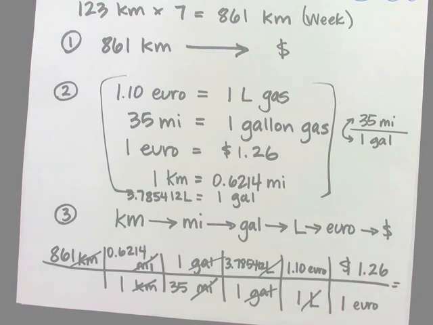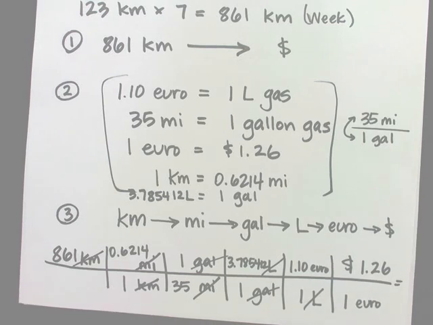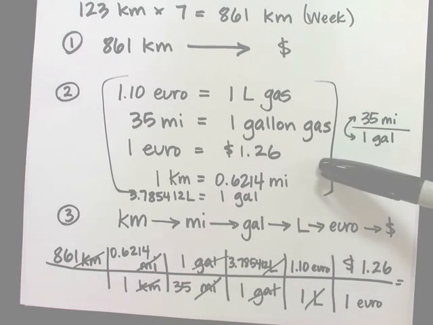Now, this makes a pretty complicated problem fairly simple if you just link together all the necessary conversion factors. To find the final answer, we simply need to multiply 861 by 0.6214 times 3.785412 times 1.1 times 1.26 and divide by 35. Alright, so hopefully if I haven't made any errors in here, that's set up correctly, and we should be able to solve any dimensional analysis problem if you know where you're going and you have the required equalities to get you there.